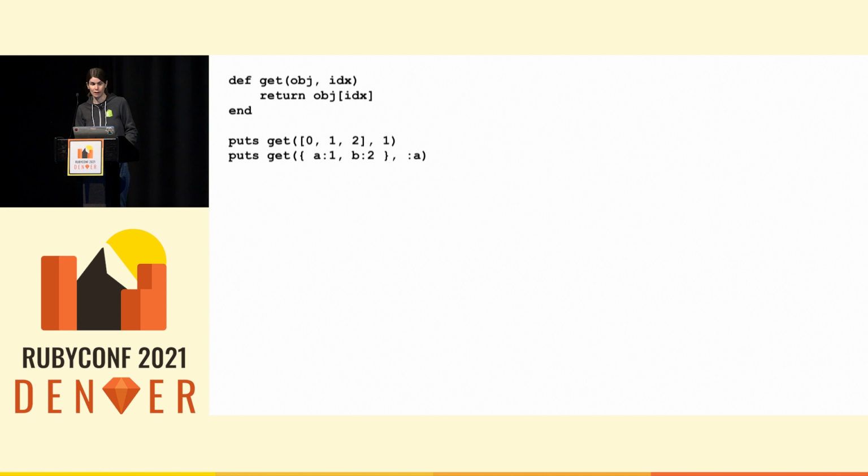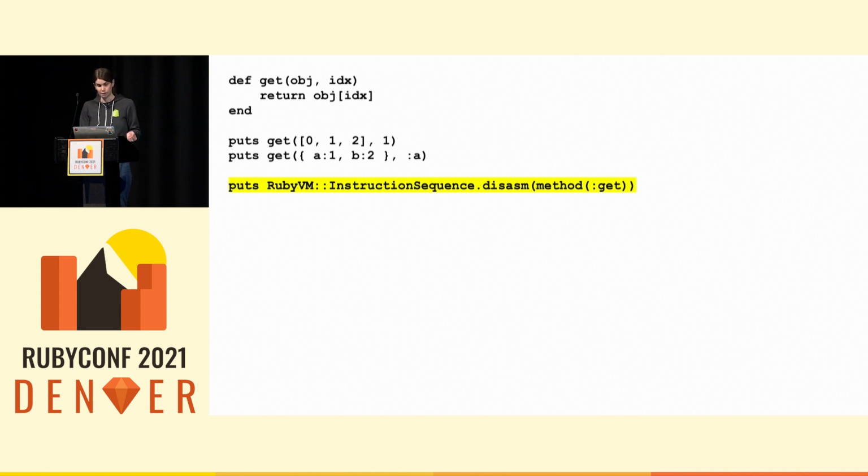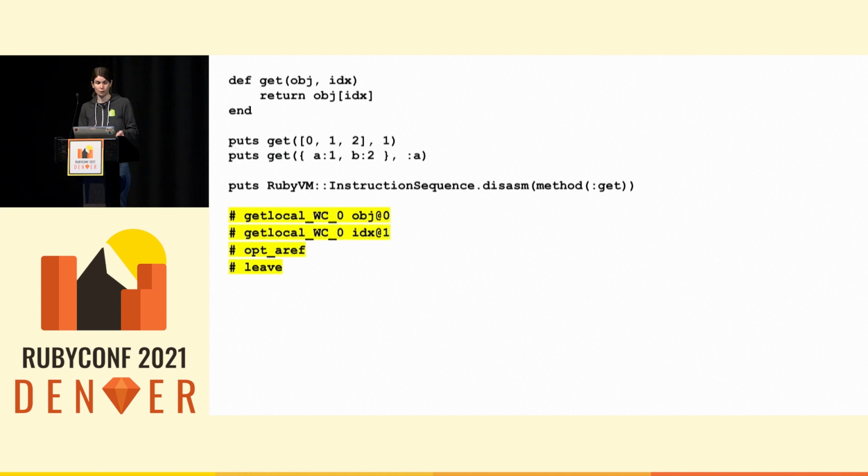So just to look at a simple example, here we have a method get that takes two arguments, obj and idx, and that's going to perform an indexing operation. If we disassemble this to look at the YARV bytecode that gets generated, we're going to get something like this. So we have four bytecode instructions. First, getlocal, that gets the obj variable and puts it on the stack. Then we're going to get the idx parameter and push it on the stack. Then we have opt_aref, which just does the indexing operation. And finally, leave, that's going to return the result.